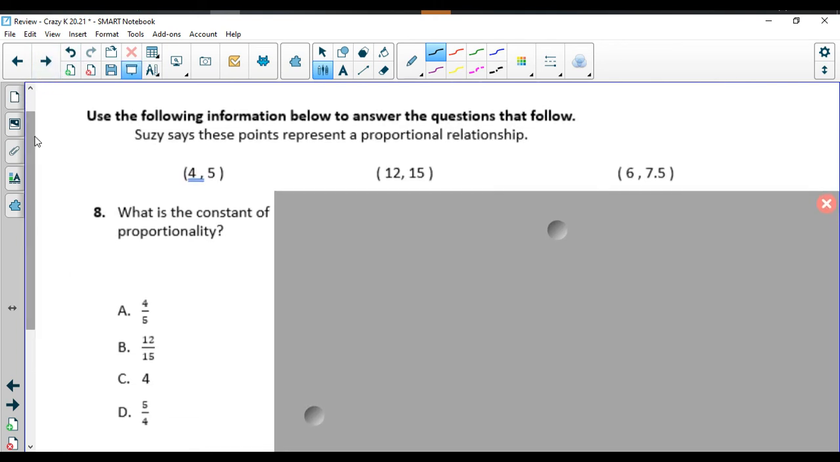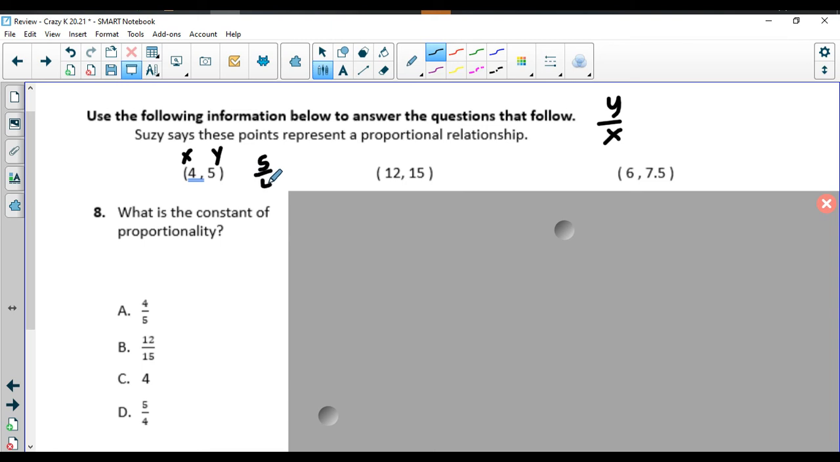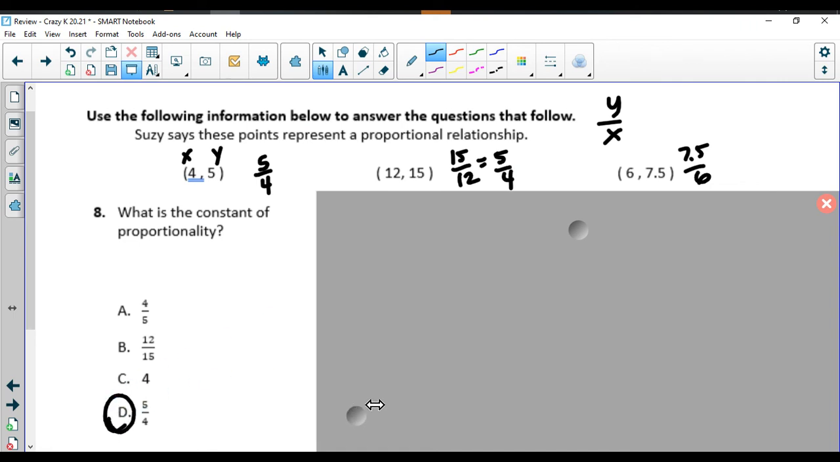For number 8, we're going to use 8, 9, and 10 here. We're going to use the following information to answer the questions that follow. So these are the points. Susie says they represent a proportional relationship. So the first question is, what is the constant of proportionality? To find the constant of proportionality, you do y divided by x, keeping in mind this is your x, this is your y. So 5 divided by 4, 15 divided by 12, and 7.5 divided by 6. Since there are no decimal answers here, it looks like 5/4 is going to actually be our k value. So that would be letter choice D.